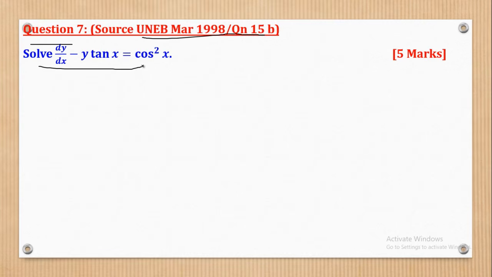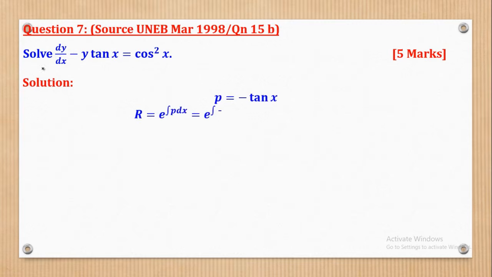Solve this differential equation. So the good thing is that the coefficient of dy/dx is positive 1. Therefore, I'll just look at the coefficient of y, which will be negative tan x, and that will be the value of p. Therefore, the integrating factor: integrating tan x gives you negative ln cos x. But remember, there is also a negative here, so negative and negative gives you a positive. That is why you say positive here.